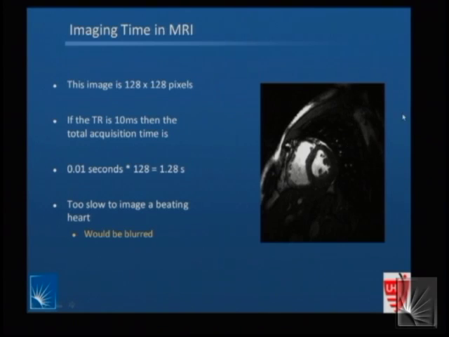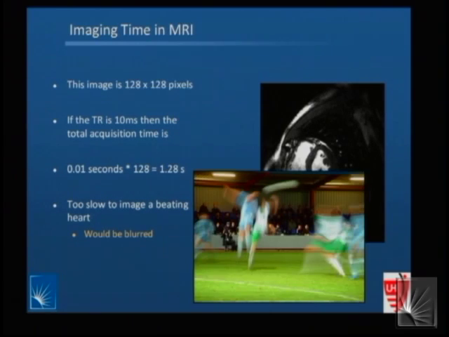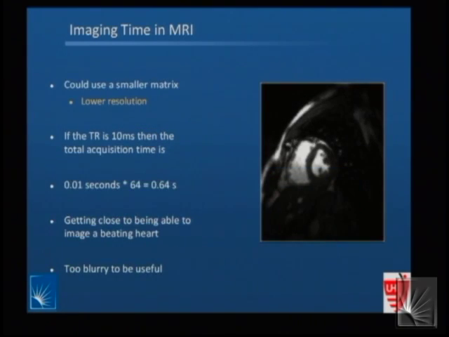So this particular image is 128 by 128 pixels. If the lights were down a little bit, you'd see it's a heart. If the repetition time between each acquisition was 10 milliseconds or so, my total acquisition time for this image of the heart would be 1.3 seconds or so. And this is too slow to acquire the data for a beating heart. The image would essentially be blurred. Okay? So our challenge then is to speed up the image acquisition time.